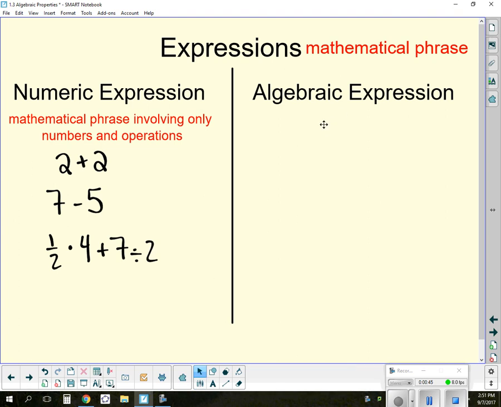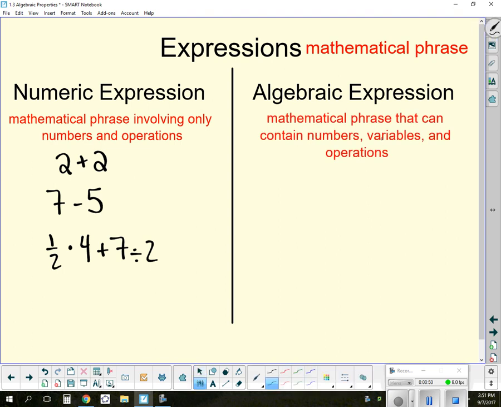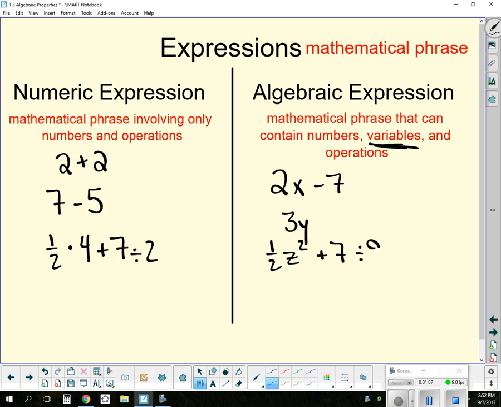So then an algebraic expression, algebra always involves variables. Okay, so you still have the numbers, you still have the operations, but now we throw in those variables. 2x minus 7 is an algebraic expression. 3y, 1/2 z squared plus 7 divided by 9x. Okay, so those are all expressions, different kinds, whether they have numbers or variables as well.